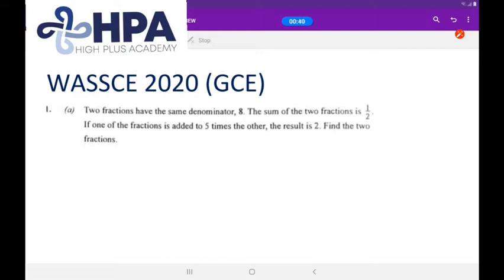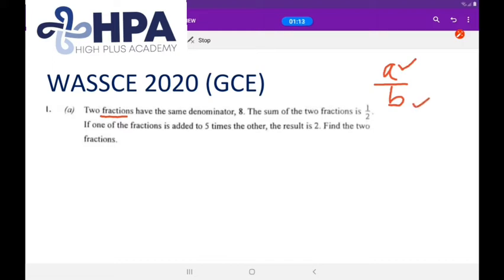Now the question says two fractions have the same denominator, 8. The sum of the two fractions is half. If one of the fractions is added to 5 times the other, the result is 2. Now the first thing we are going to look at here is fraction. And what are fractions? Fractions are numbers, usually in form of A over B. We call this numerator and we call this denominator.